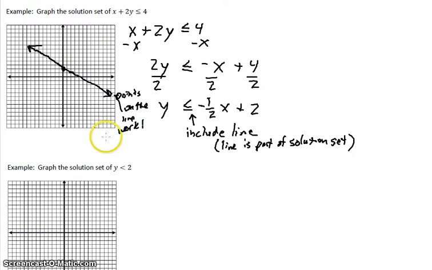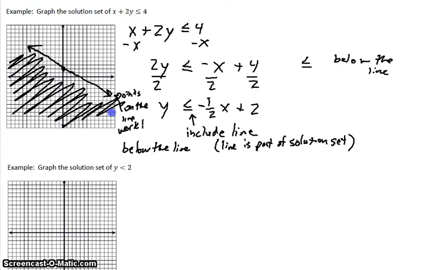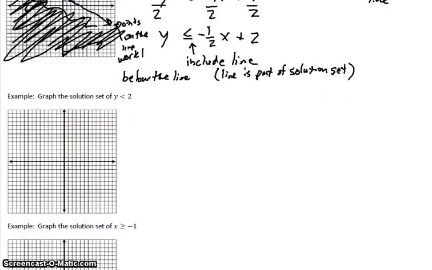But points on the line are not the only points that work. Because it's less than, we're also looking for points below the line. The less than means below the line, so I'm going to shade below the line as well. I could pick any point on the line as well as below the line, and it would work. If I picked the point 0, 2, that would work. It doesn't matter which ones I pick, but those are all solutions for this problem: everything that's shaded, including the solid line.